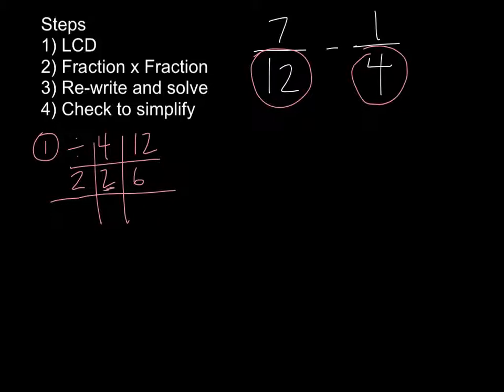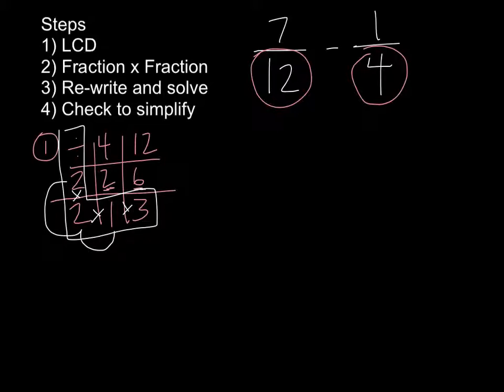So now I'm looking at 2 and 6. They are also even numbers, so I can divide by 2 again. 2 divided by 2 is 1. 6 divided by 2 is 3. And since I see a 1, I must be done. So I'm going to make my L and multiply everything inside. 2 times 2 is 4. 4 times 1 is 4. 4 times 3 is 12. So the LCD is 12.